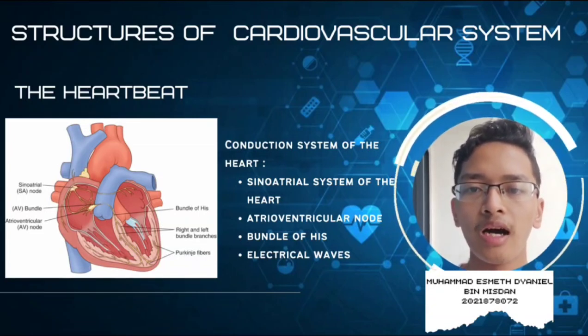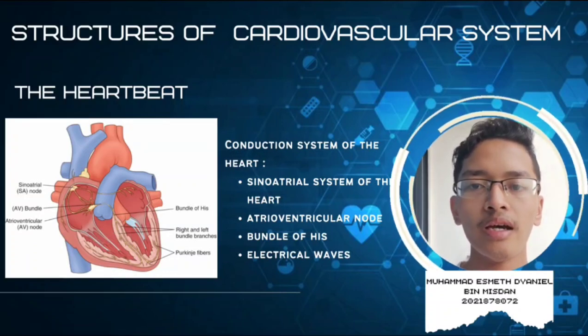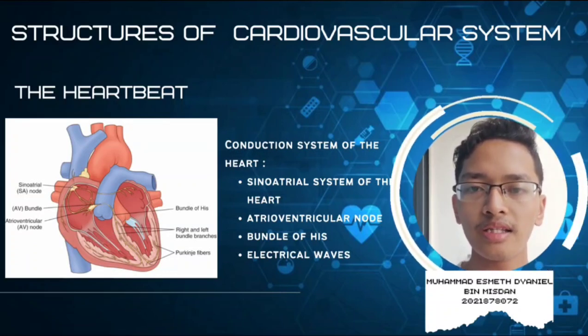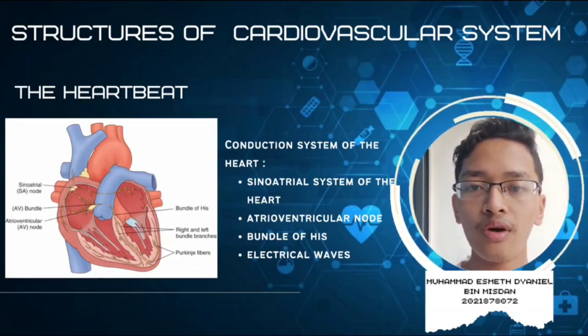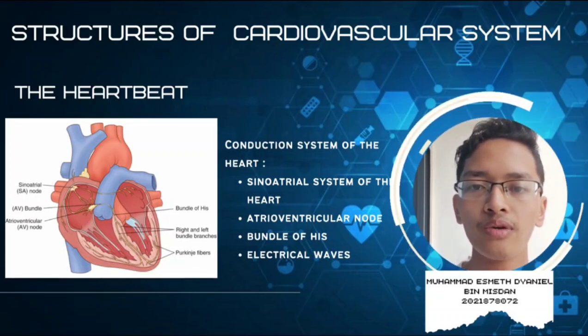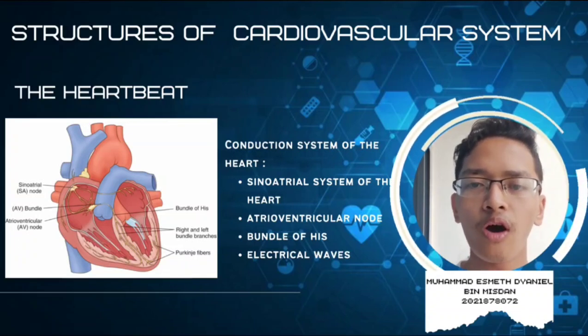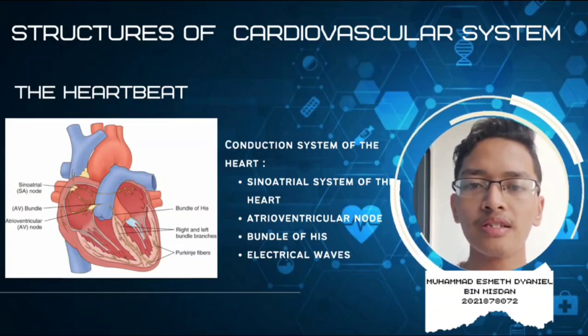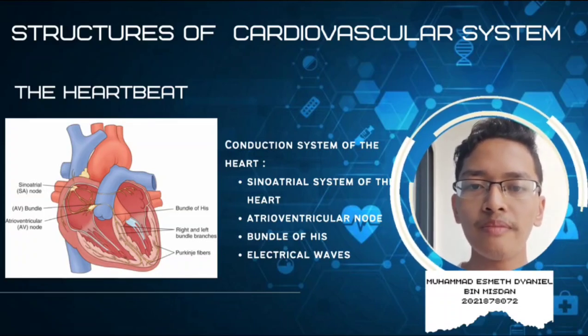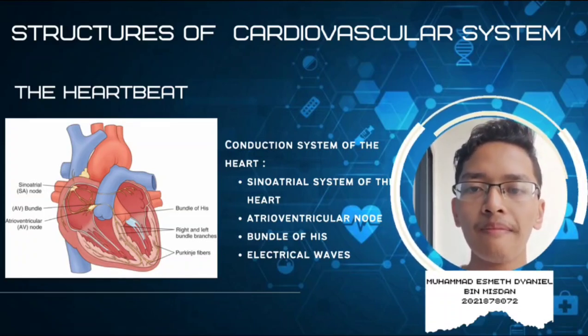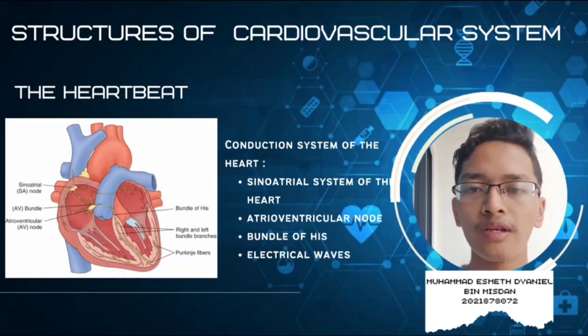Next, we have the atrioventricular node. The impulse from the SA node also travels to the atrioventricular node. The AV node is located on the floor of the right atrium near the interatrial septum. From here, it transmits the electrical impulse onward to the bundle of His.